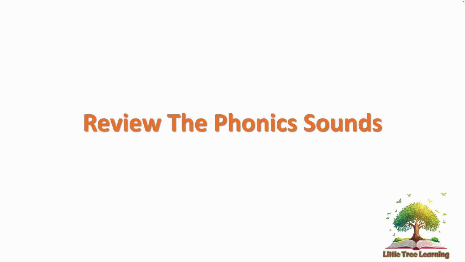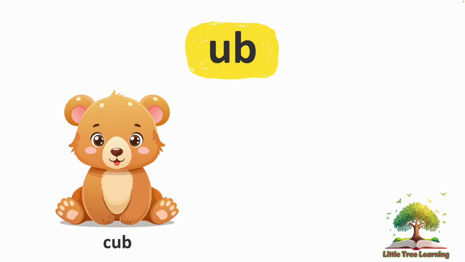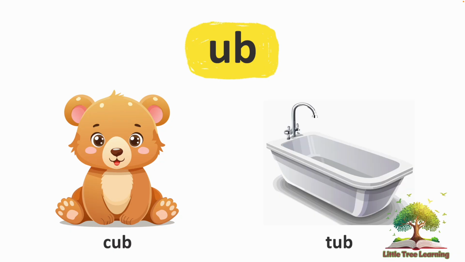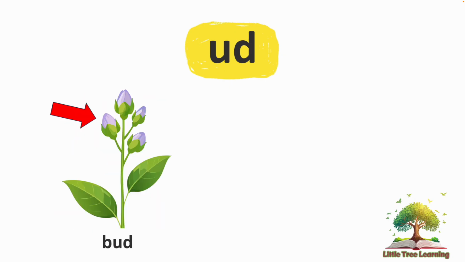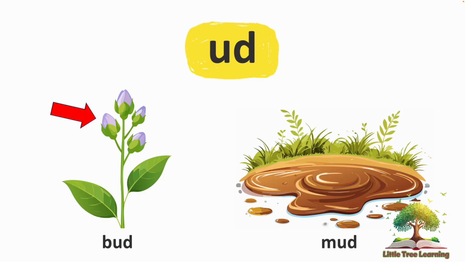Let's review the phonics sounds. Ub, cub. Ub, tub. Cub, tub. Ud, bud. Ud, mud. Bud, mud.